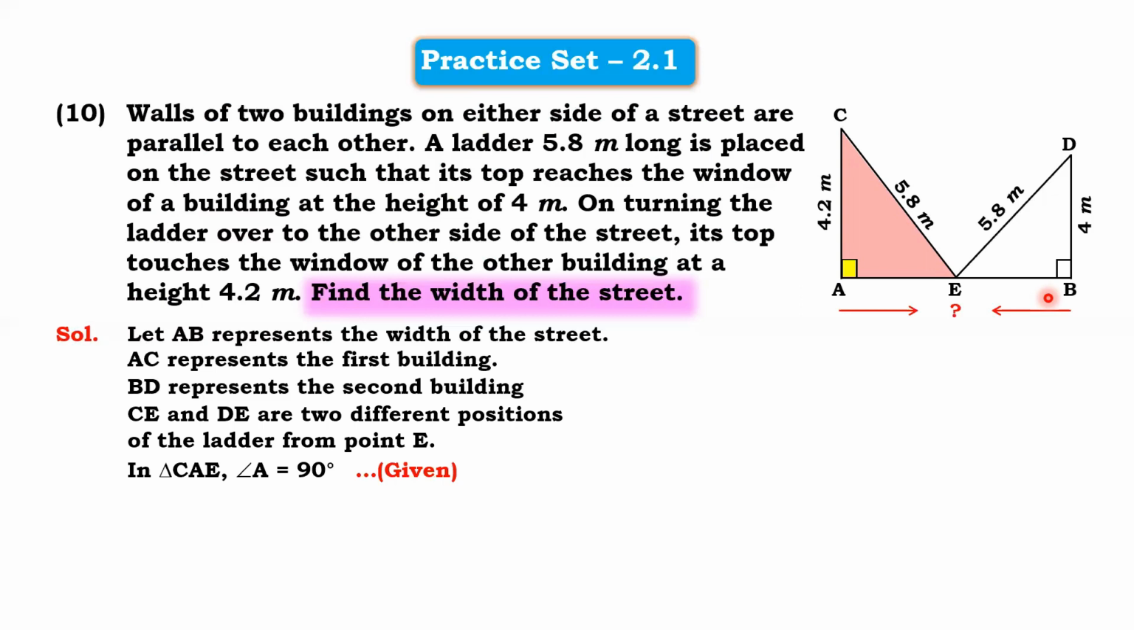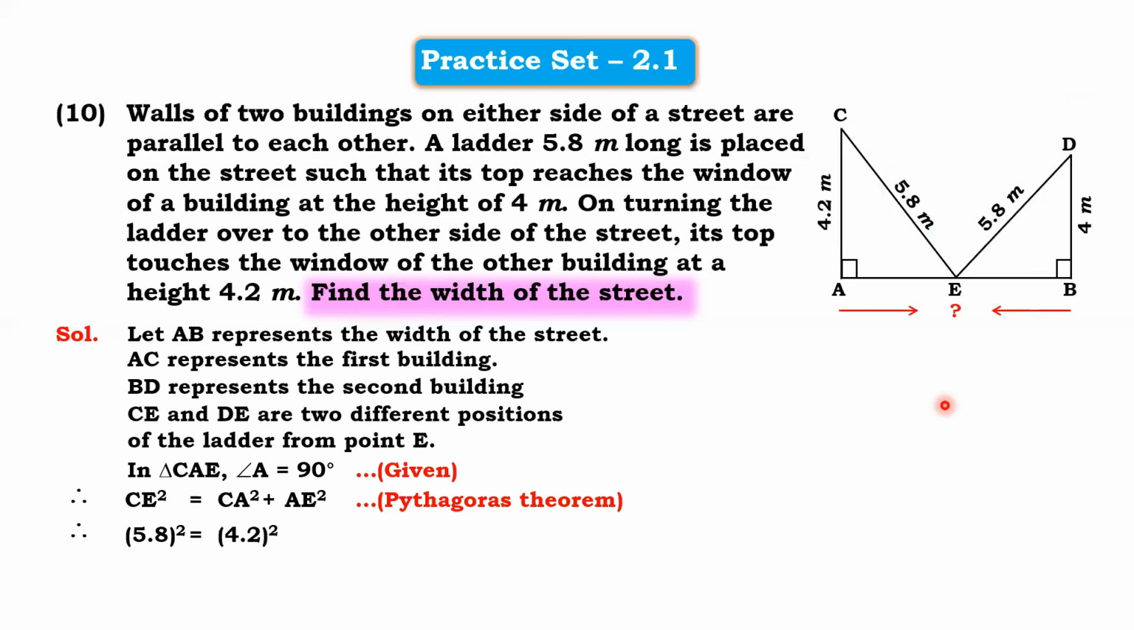So now since it's a right angle triangle, we can use the Pythagoras theorem. So we know CE is the hypotenuse here, opposite to the right angle. CE square is equal to AC square plus AE square. Reason: Pythagoras theorem. We'll substitute the value for CE. CE is 5.8. So 5.8 square is equal to CA is 4.2, so 4.2 square plus AE. We don't know AE, so AE square will remain as it is.